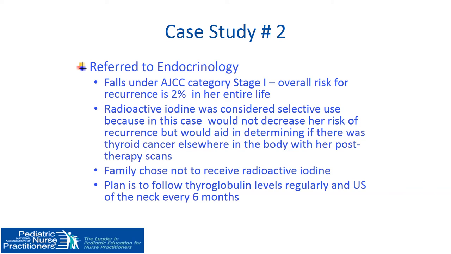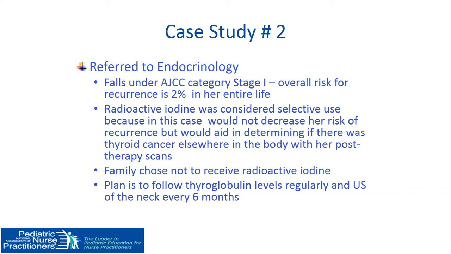So in adult, they have a little bit more guidelines, as thyroid cancer is more common in adults. Cancer in general is more common in adults than it is children. So in the adult world, she was an overall risk for recurrence in stage 1. Overall risk for recurrence was about 2%, so it was very low in her entire life.